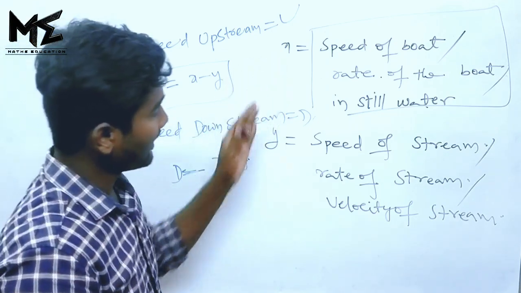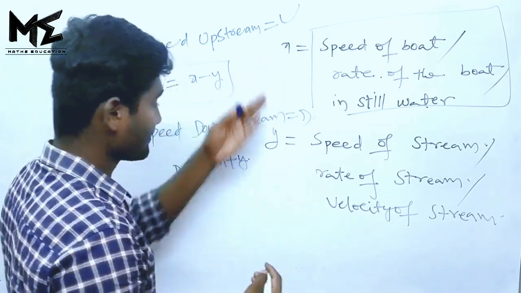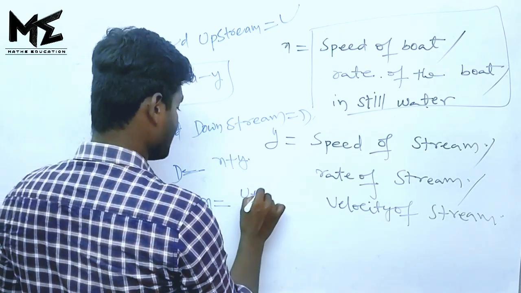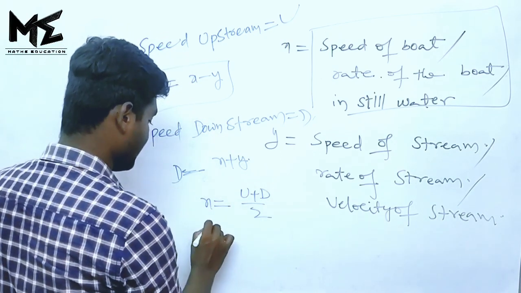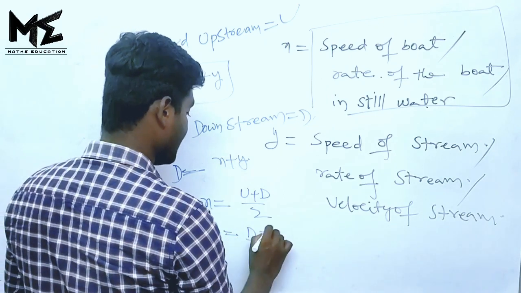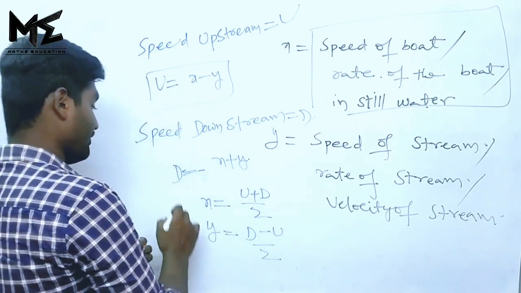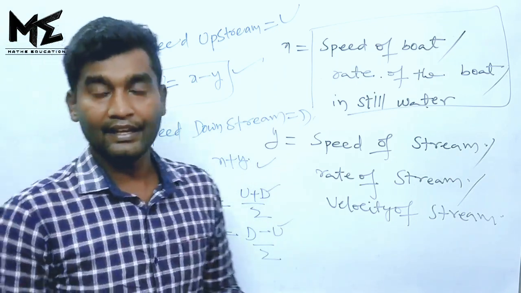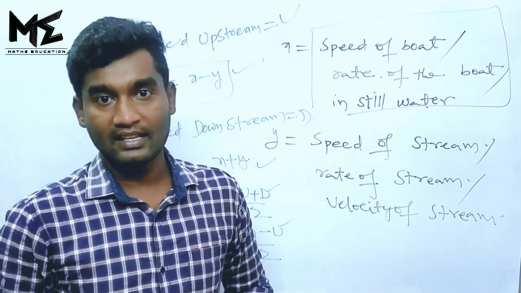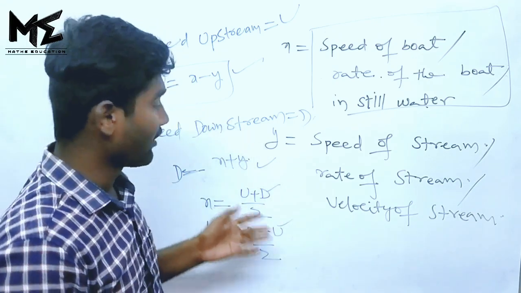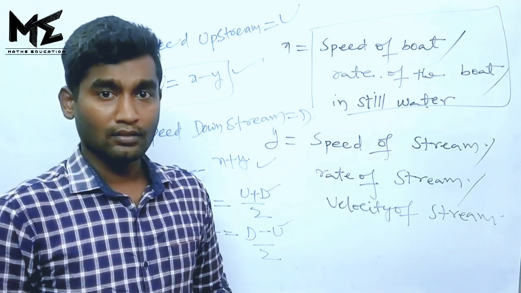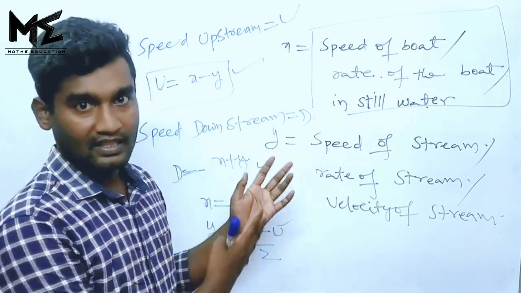And we have two more formulas, x and y. x equals (u plus d) by 2, and y equals (d minus u) by 2. We have to use these four formulas. We can solve any question on both science streams by using these four formulas. I will explain today's topic. So welcome to our topic, both science streams.